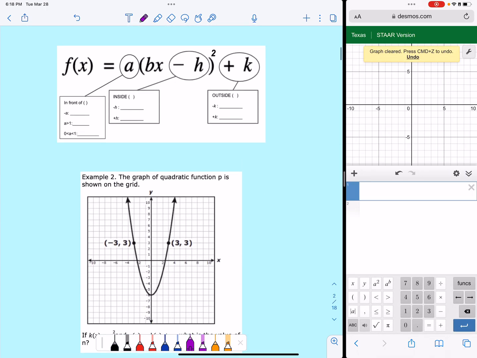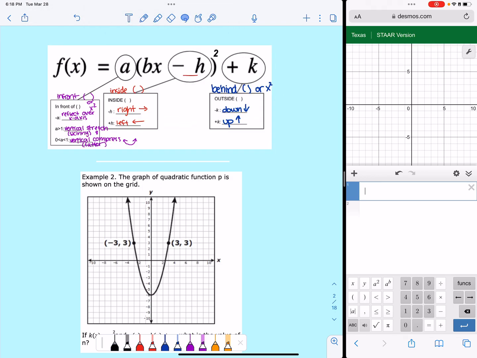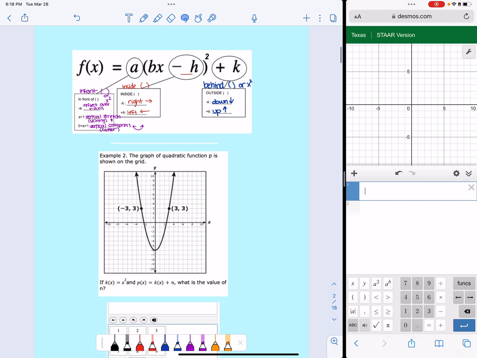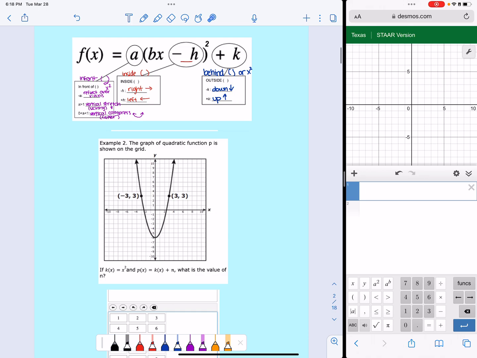All right, next example. Let's put this here so we can use it. So this example says, example 2, the graph of a quadratic function p is shown on the grid. If k of x equals x squared and p of x equals k of x plus n, what is the value of n? So the first thing we need to do is reread this. If k of x equals x squared, that's our parent function, that's like right around here. And p of x equals k of x, x squared, so x squared plus n. What is the value of n?